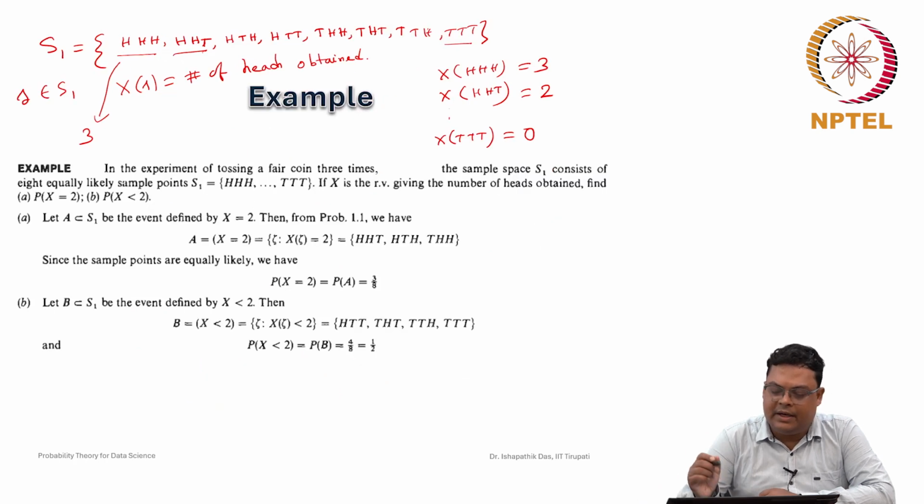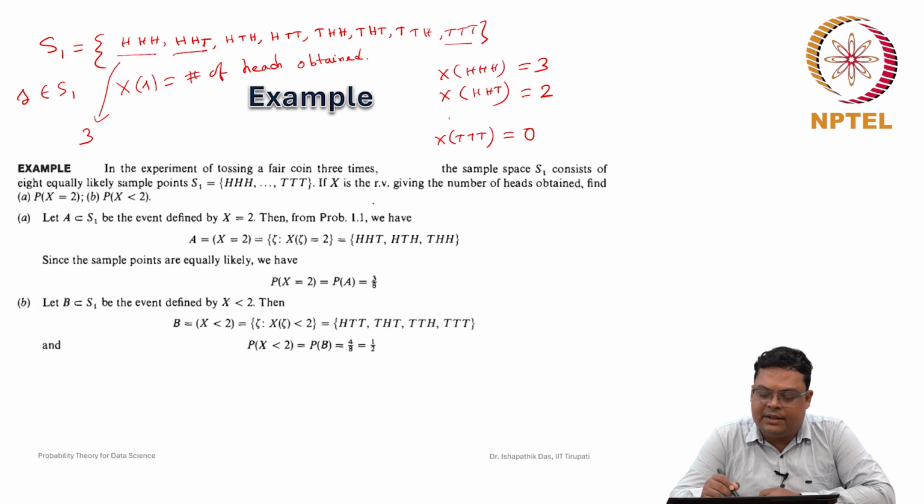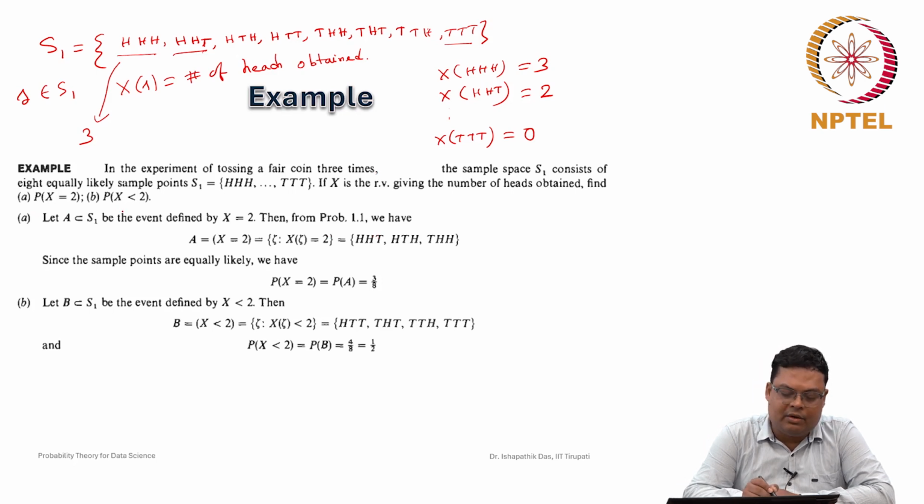Here it is asked that if x is the random variable giving the number of heads obtained, find the probability of x equal to 2 and x less than 2. First we have to understand what it means for x to be equal to 2 and what x less than 2 means. Then we can compute this.